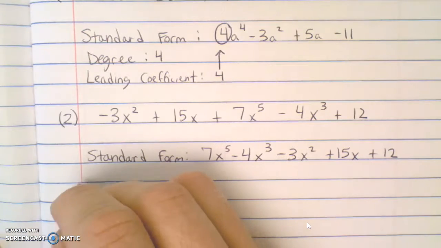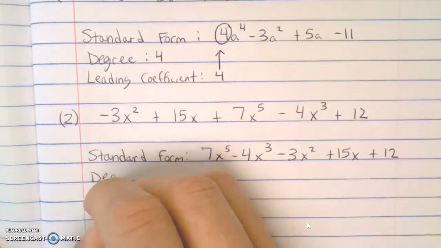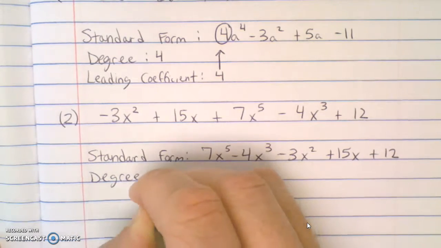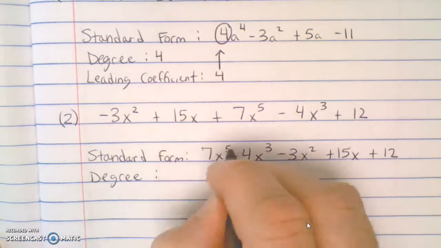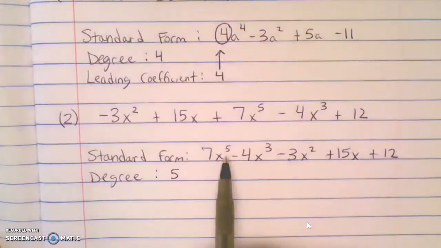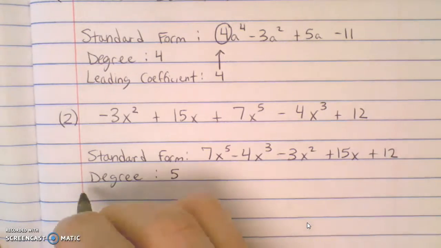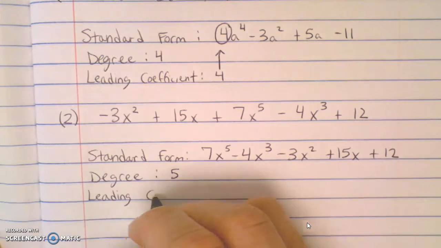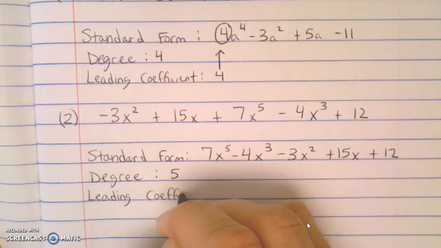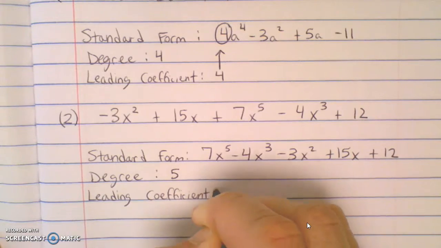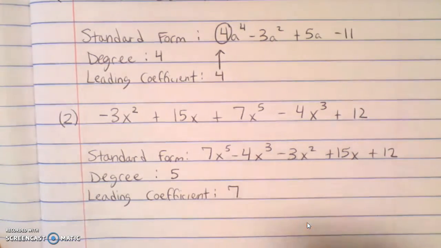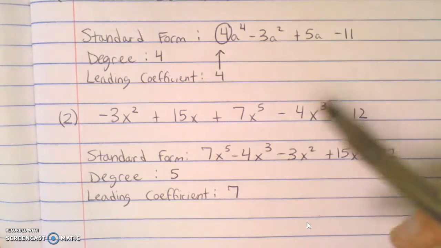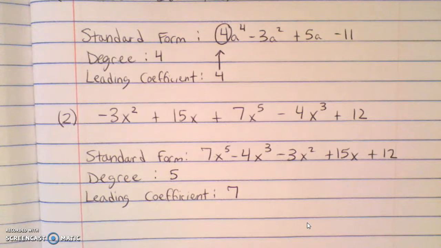Degree is the largest exponent when you have polynomials with one variable. So the degree here is 5, because that's the highest exponent. And the leading coefficient is 7, because that's the term that's in front now when you put it in order in standard form.